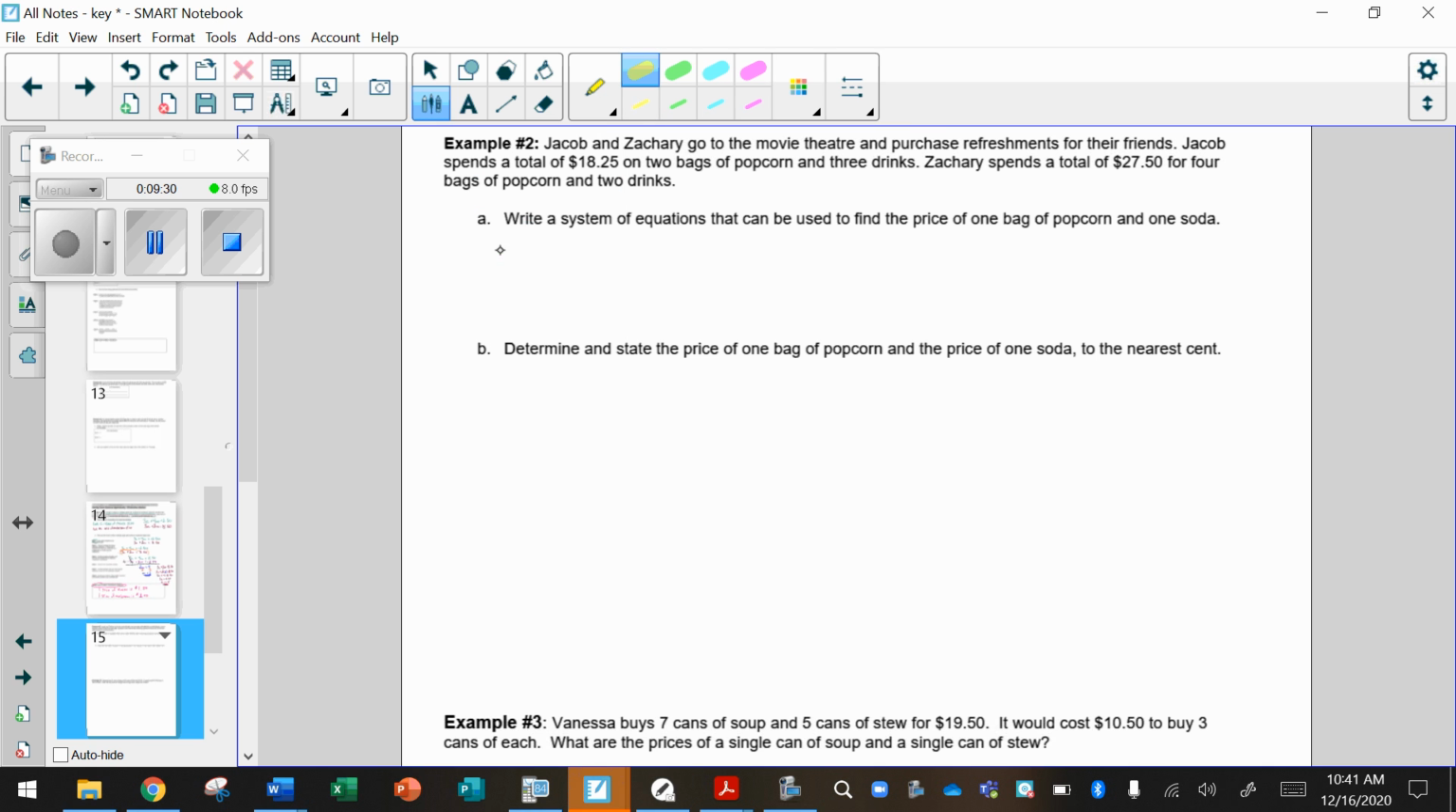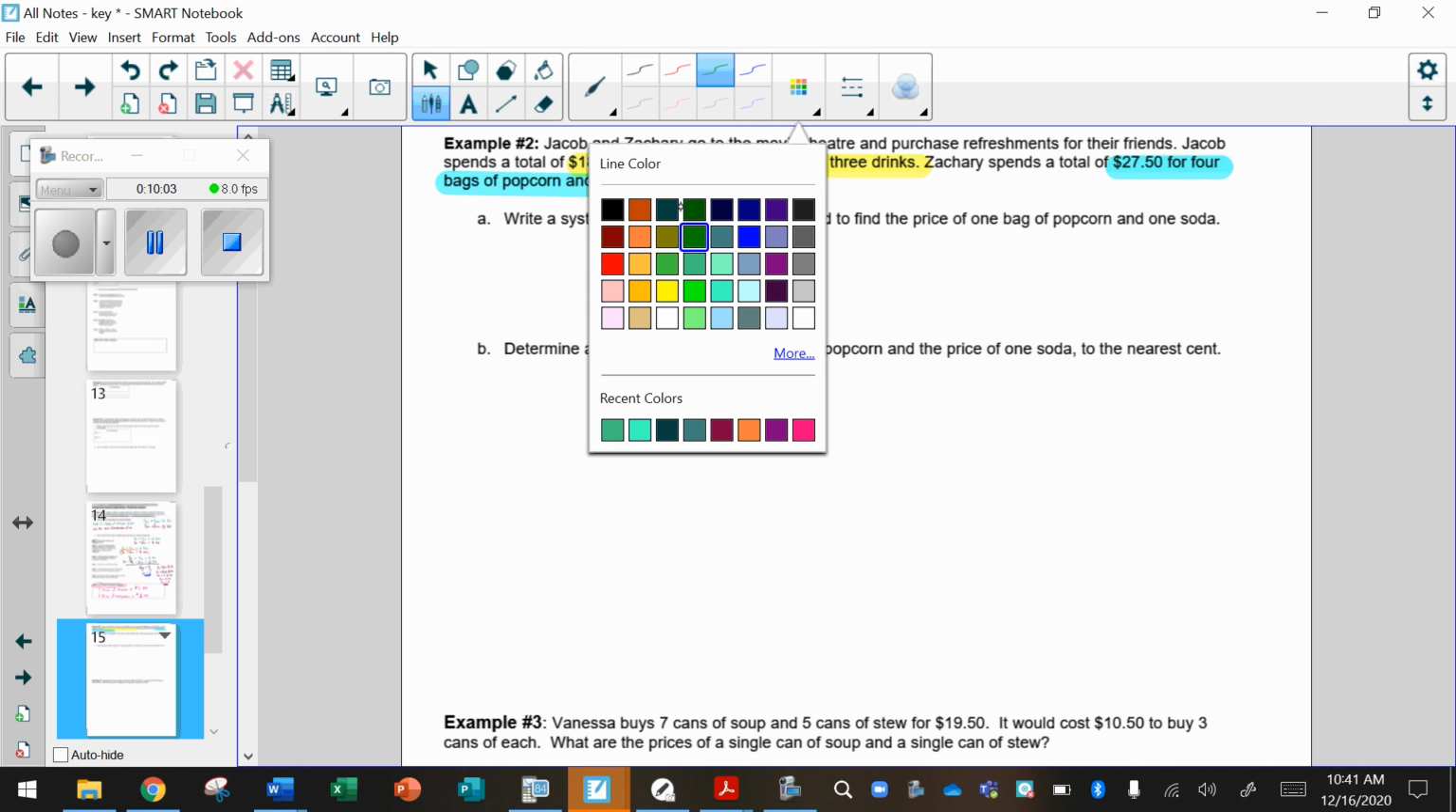Let's highlight that. $18.25, 2 bags of popcorn and 3 drinks. And then Zachary spends $27.50 on 4 bags of popcorn and 2 drinks. That information is going to be where we get our equation from. So we have popcorn and we have drinks. If they tell us what letters to use, I have to follow what they tell me to use. If they don't tell me any specific letters, I can make up my own, but I have to write out what I'm choosing to use for my variables.